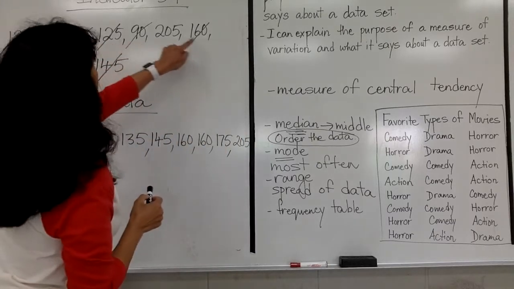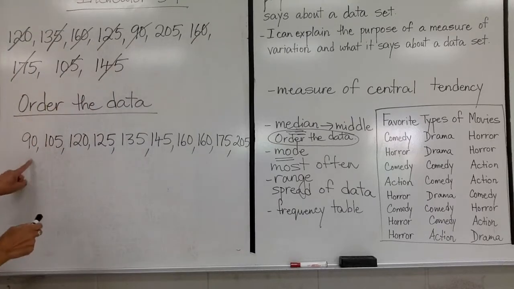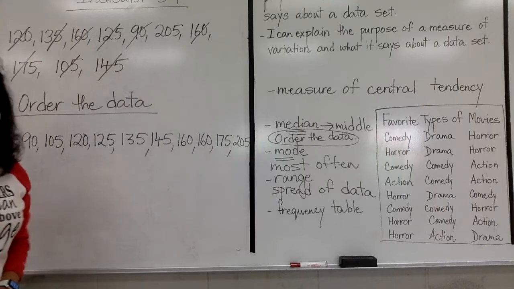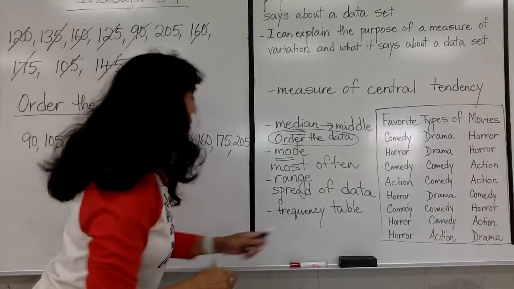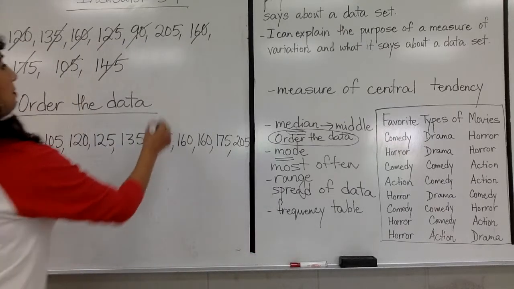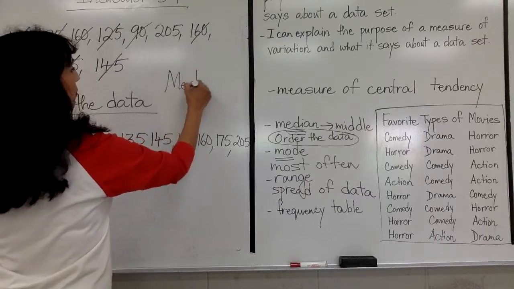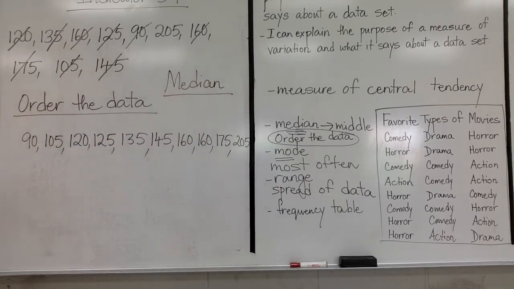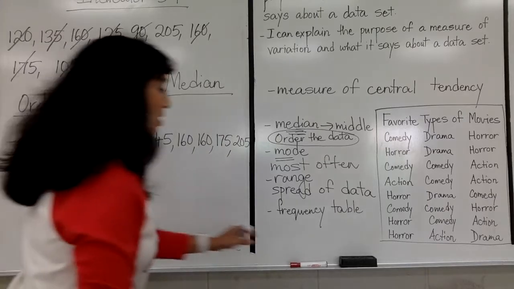Okay, so now let's count again. 1, 2, 3, 4, 5, 6, 7, 8, 9, 10. So I have the correct number of data. Okay, so let's calculate the median. And this is exactly what we're doing, but for mode also it's okay to have it laid out like this because it helps you look at the numbers together.